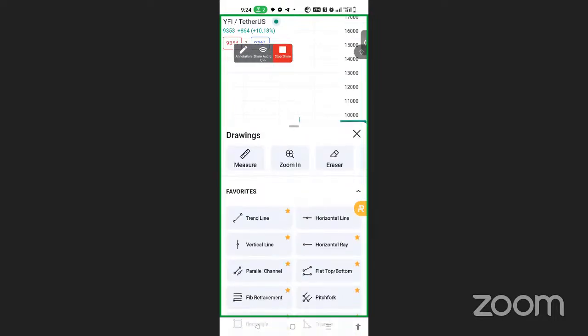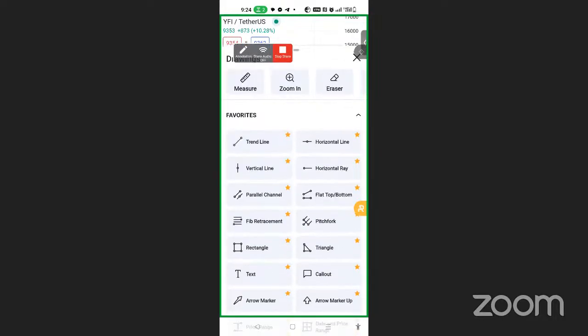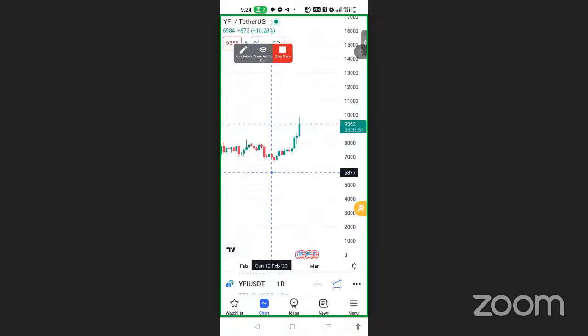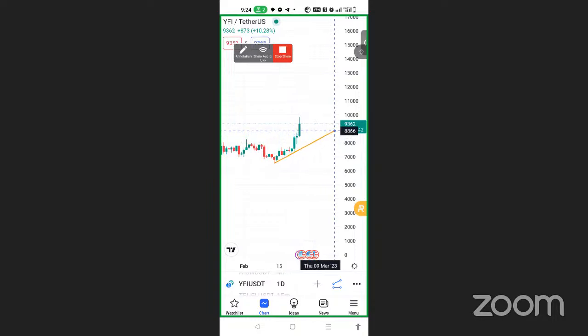So we have been looking at a parallel channel. Still, there is another trend line we could use. It's called a flat bottom. You also do the same. You take the swing low, stretch it, make sure you have at least 2 to 3 points, all right? Then you draw it like I've done.